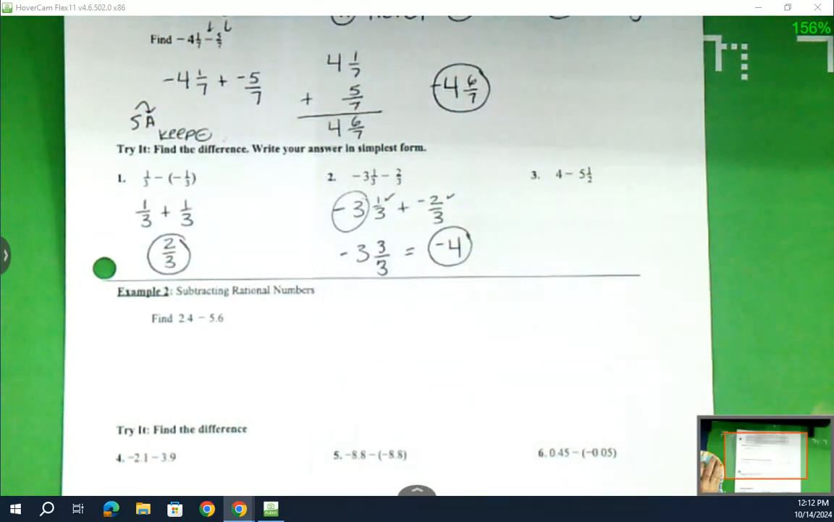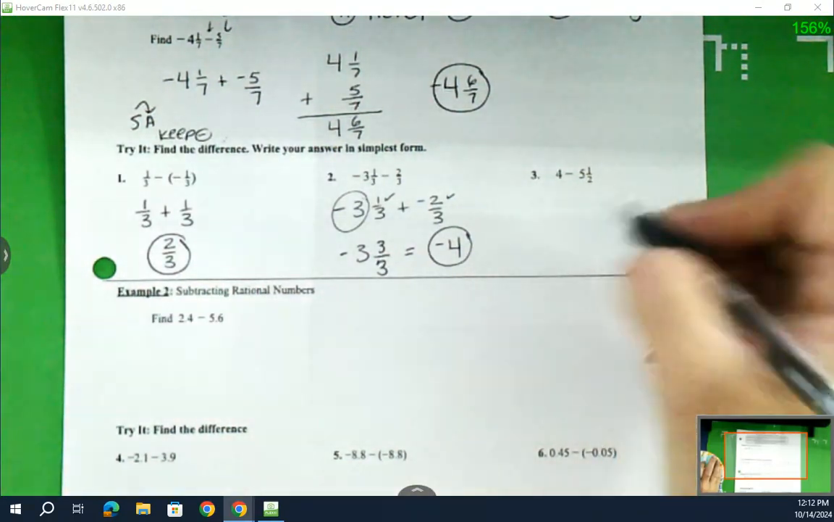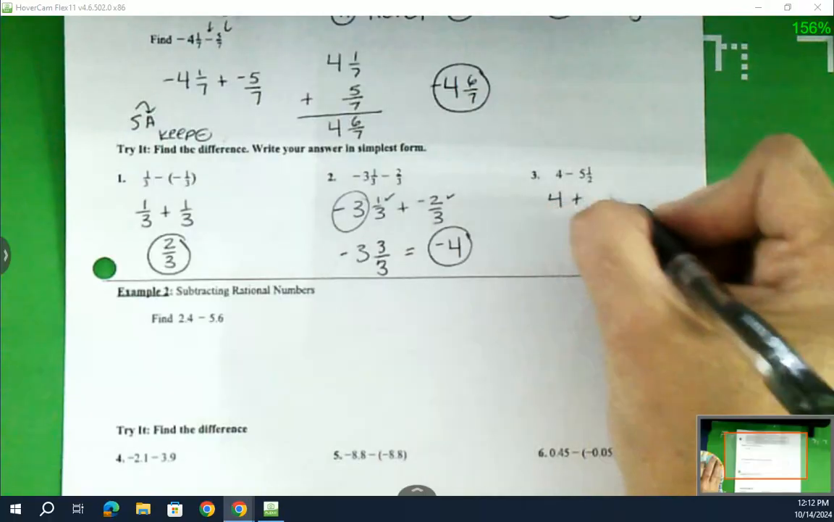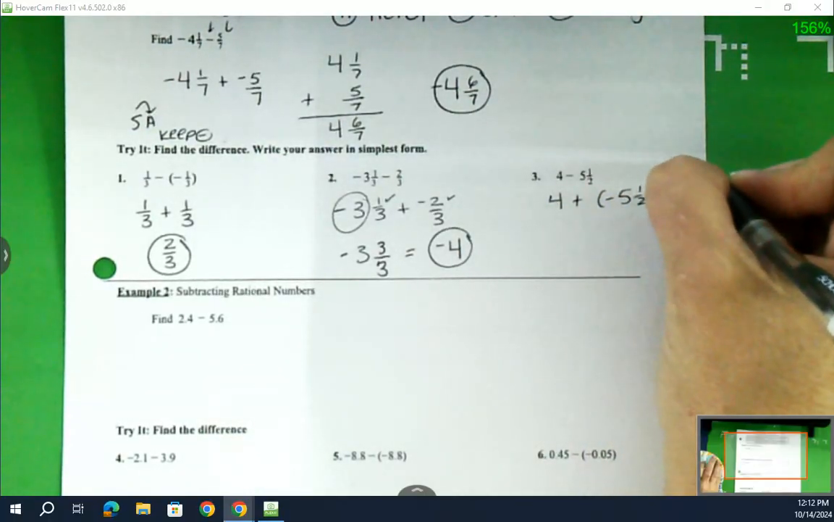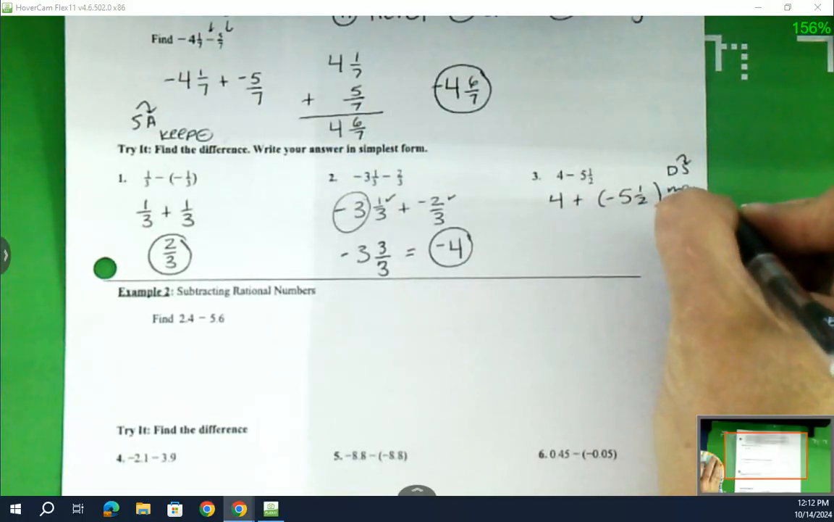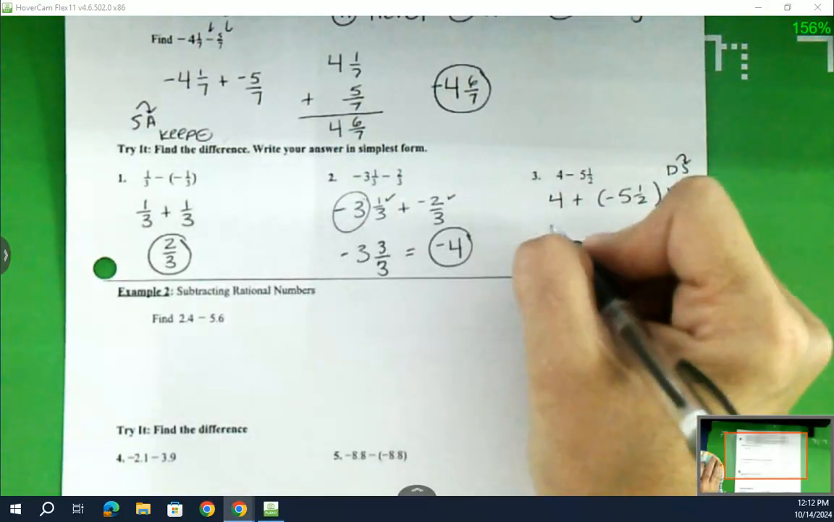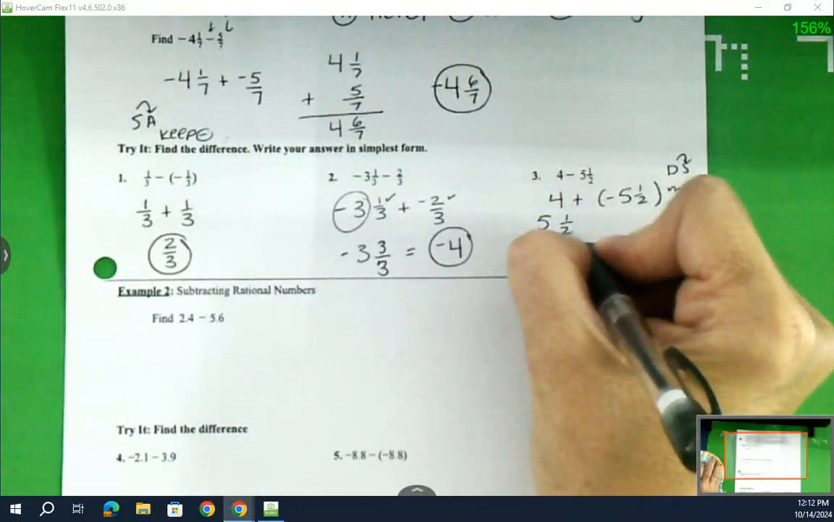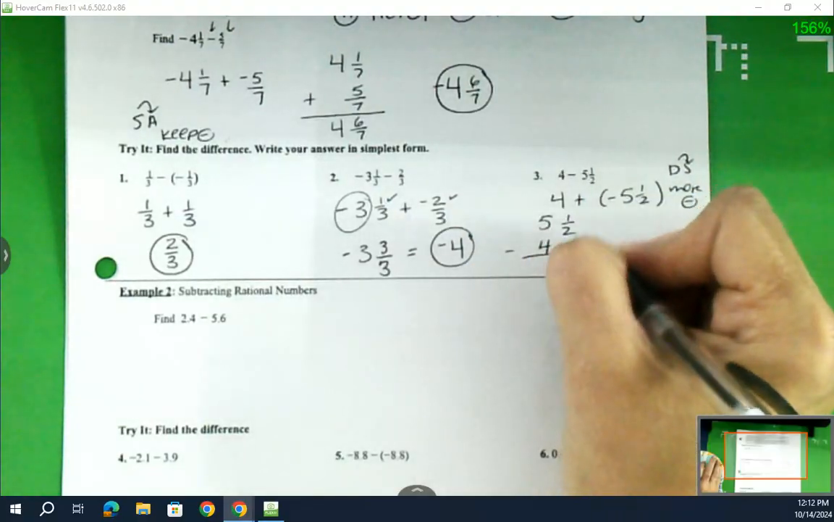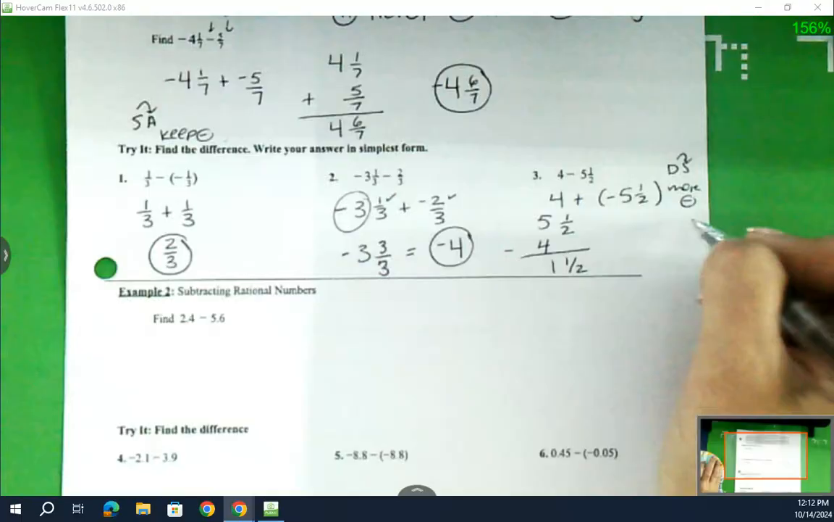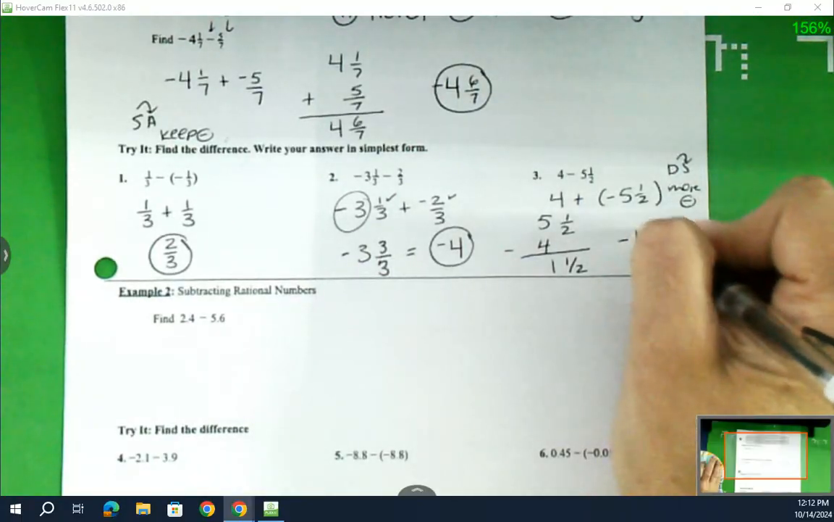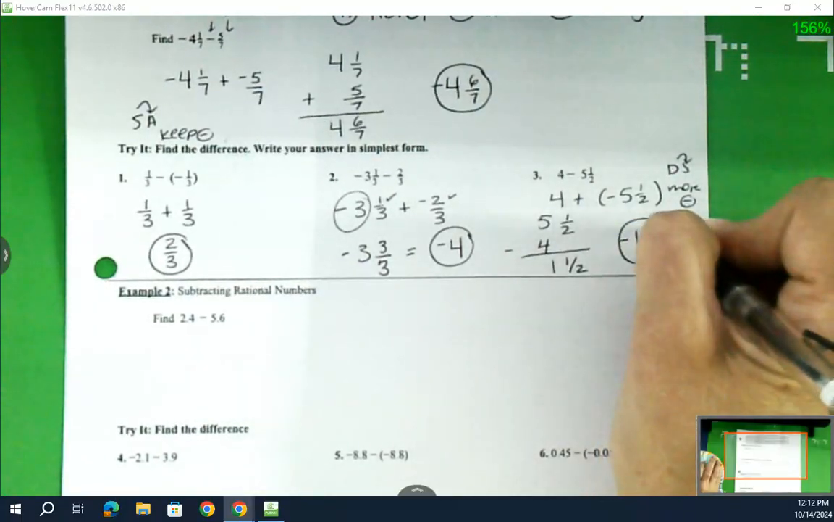All right, number 4, we have 4 minus 5 and 1/2. That's going to be 4 plus negative 5 and 1/2. Different signs subtract, and we have more negative. So we're going to line this one up vertically. We have 5.5 minus 4. 1/2 minus nothing is 1/2, and 5 minus 4 is 1. And then again, remembering that our answer is negative. So we have negative 1 and 1/2.